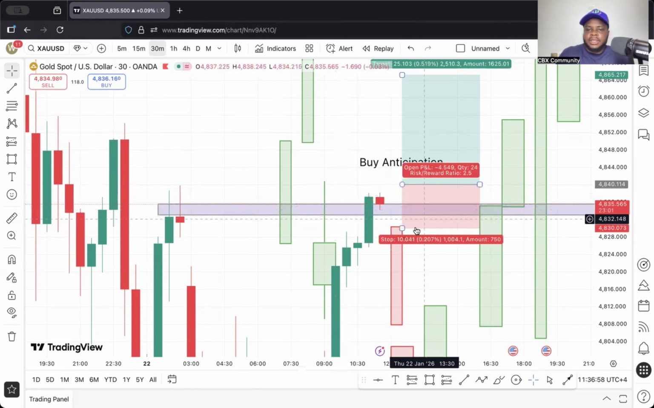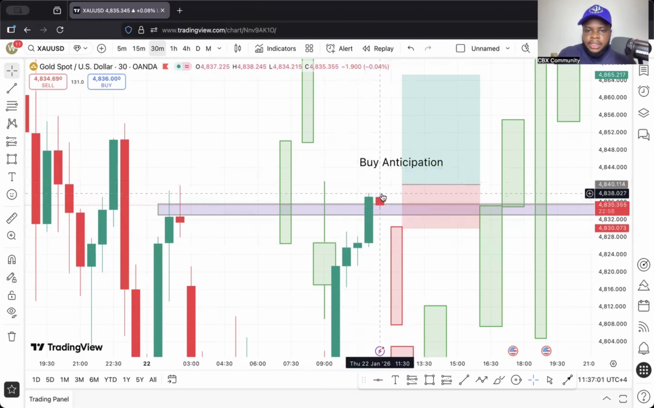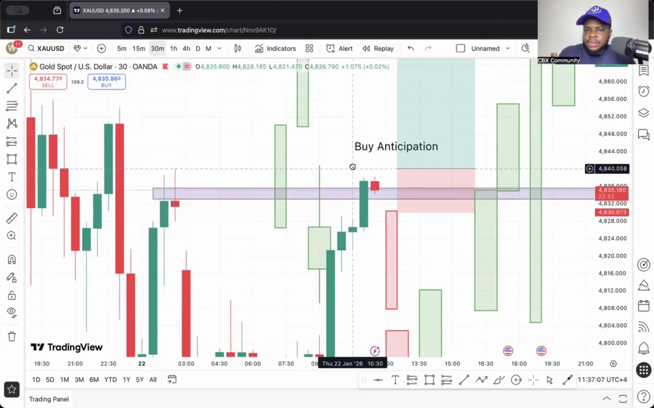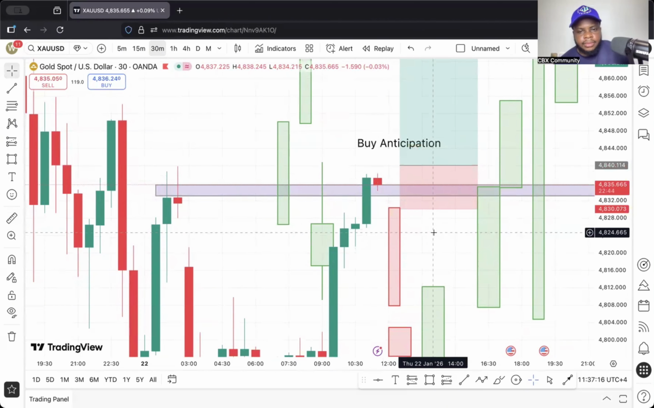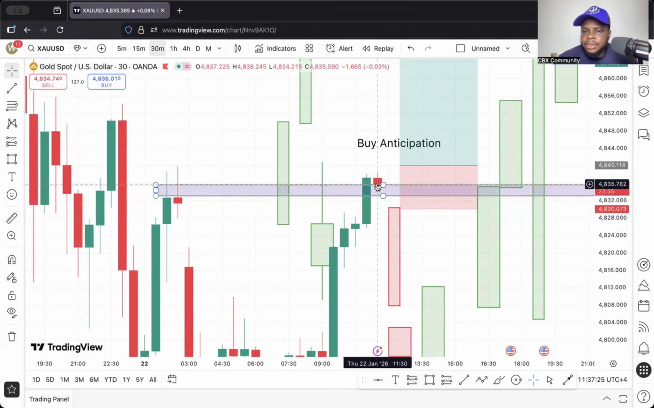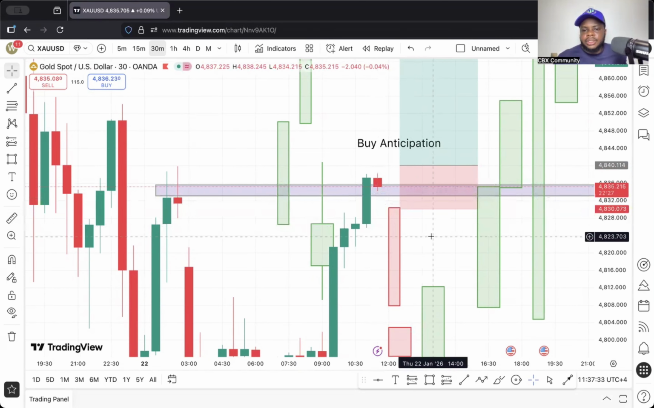So we are still waiting for the candle to break its high to continue to go up. But the candle wants to continue to come down to create a bearish candle. Let's see what this candle wants to do. This 30 minutes candle is left with 22 minutes. If this candle continues to come down and creates a bearish candle, that means our buy anticipation will no longer be valid. But for now, we don't need to do anything.